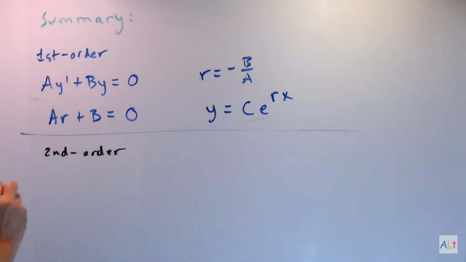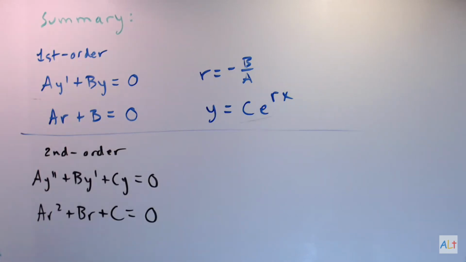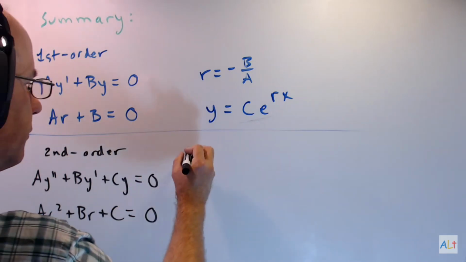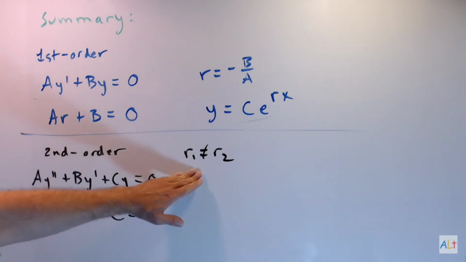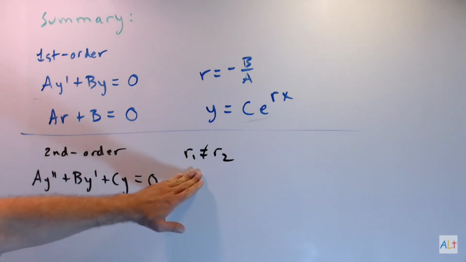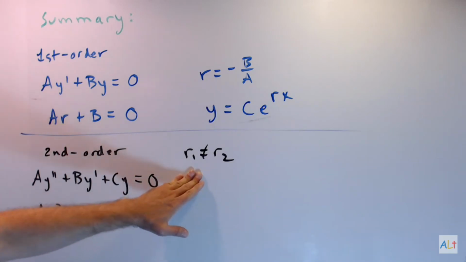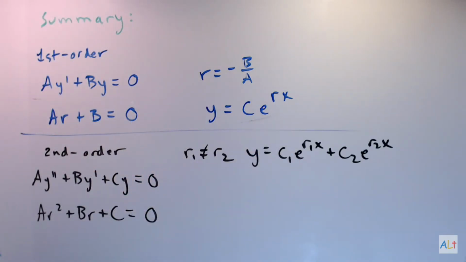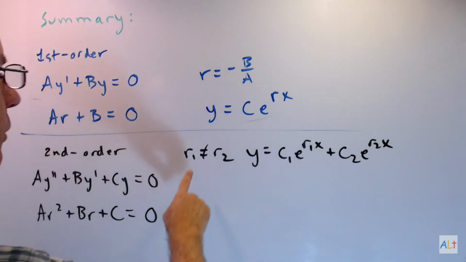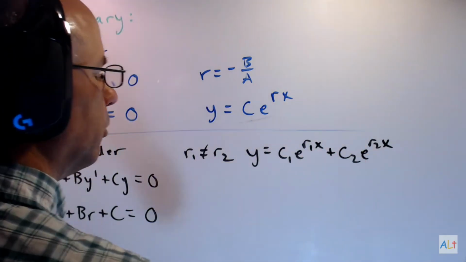Here's the second order case. It's just like the first order case, except your second derivative gets you an r squared. There are various possible results. Your roots could be 2 real numbers that are different from one another. We call those distinct real roots. If that's the case, the solution looks like this. You get a couple of exponential functions, and the roots are up there in the exponents.